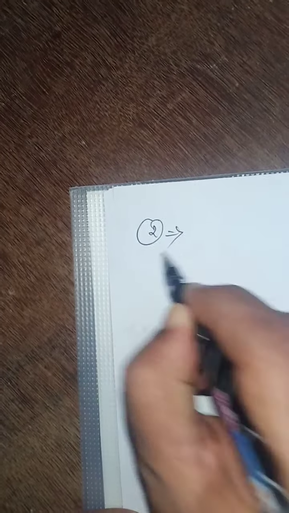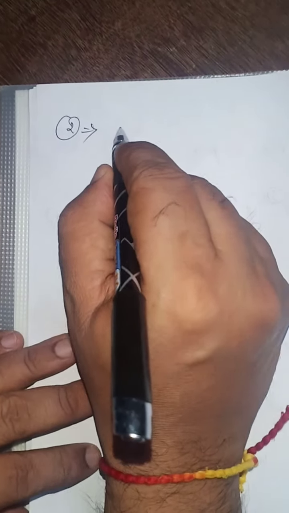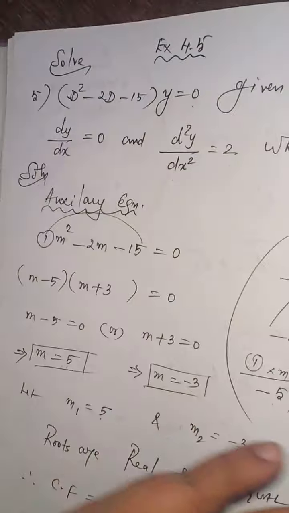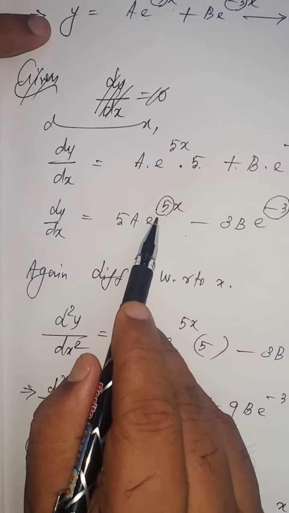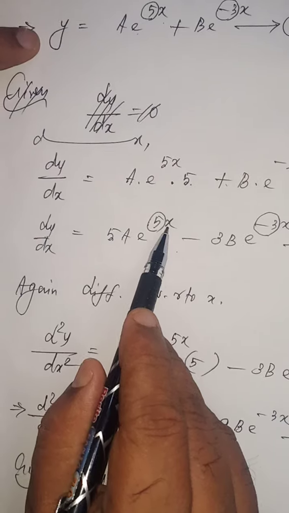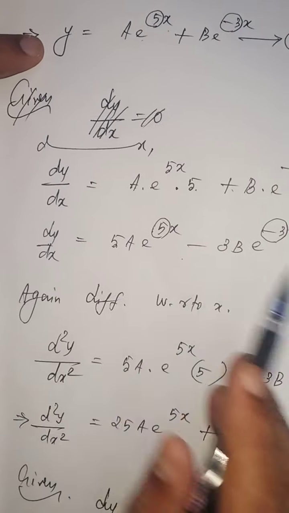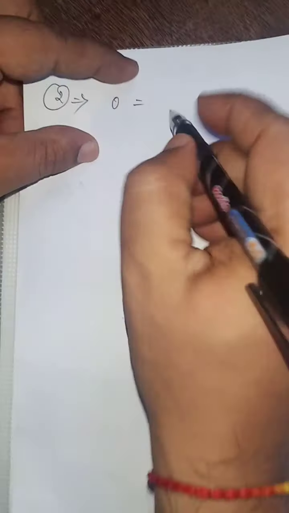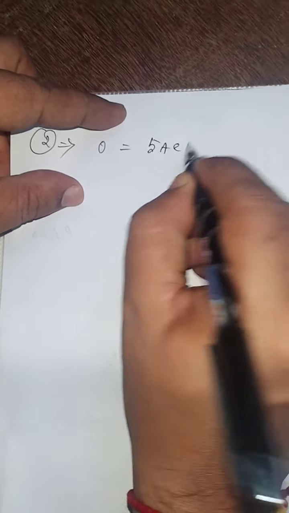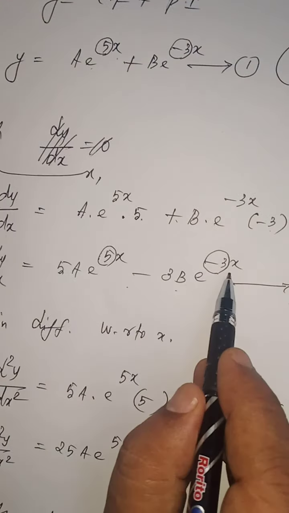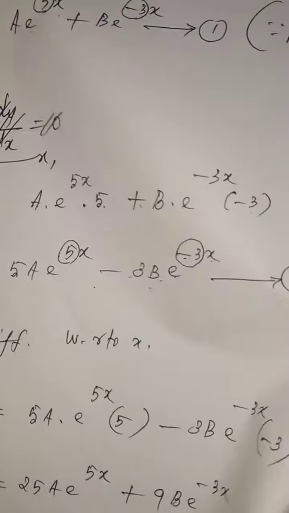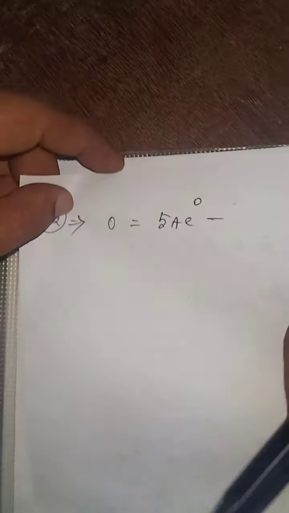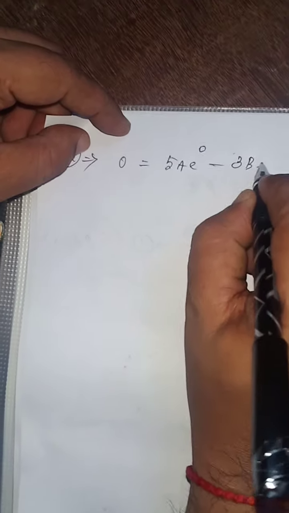So equation number 2 implies, what is in the left hand side? dy by dx, that is equal to 0. On the right side: 5a into e power 5 into x, x value 0, 0 into anything is 0, so 5a into e power 0, minus 3b into e power 0, since x value is 0, once again minus 3b into e power 0.